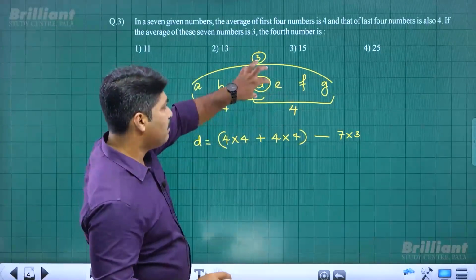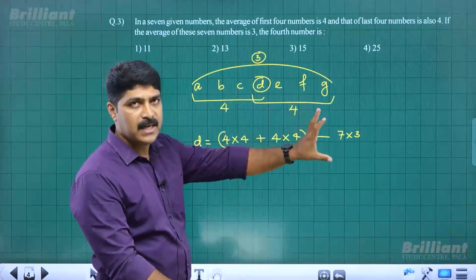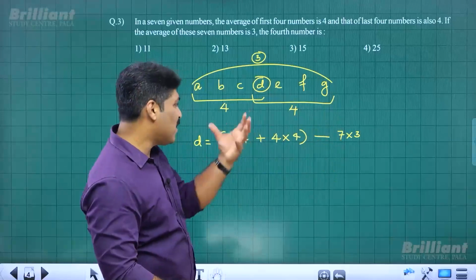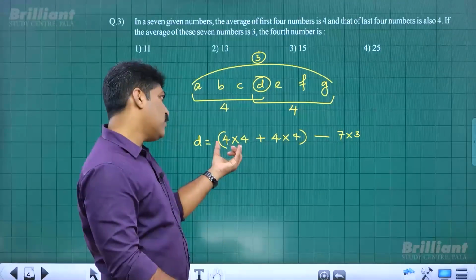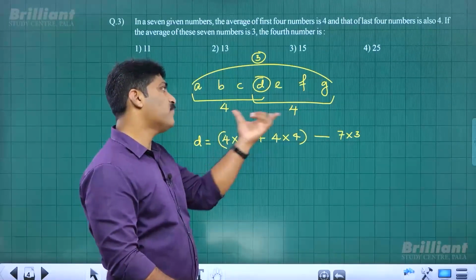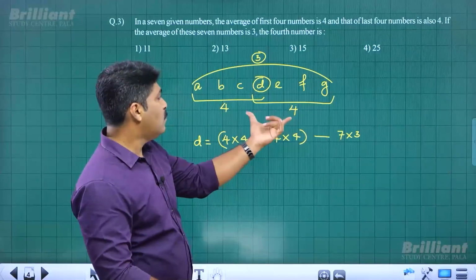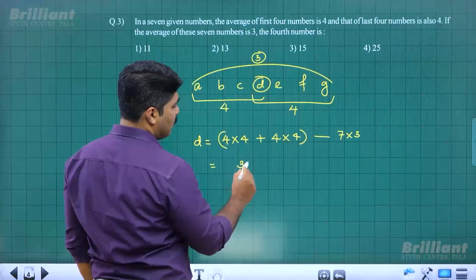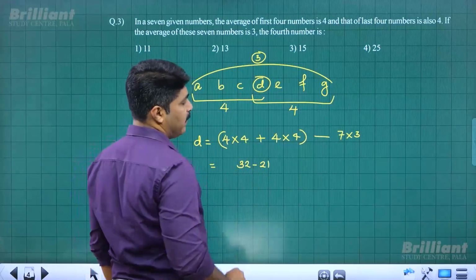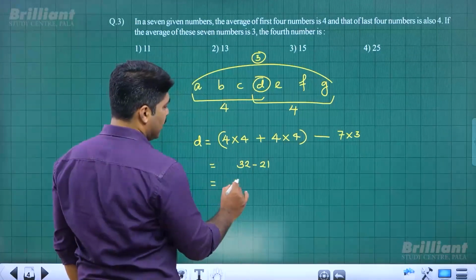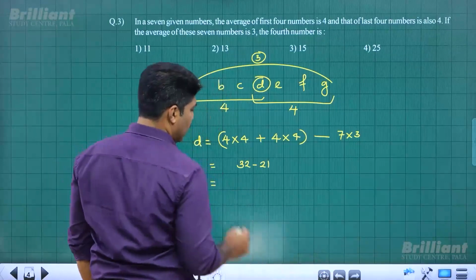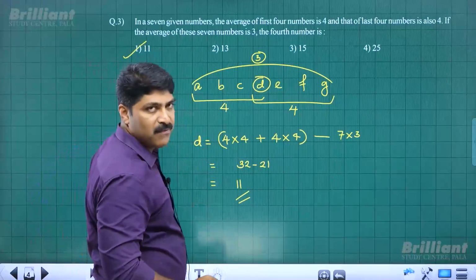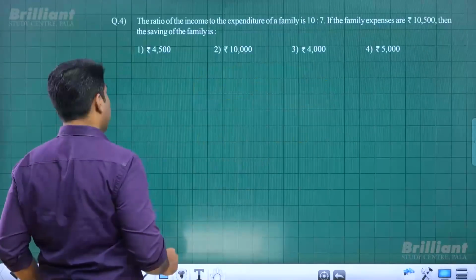Understand? Here D is repeating in both selections, while we are considering the first 4 numbers and the last 4 numbers. Therefore, what you can do is 4 times the sum of these two averages, which will be equal to 32 minus 21. So what is the value of that repeated number? It is equal to 11. So the answer is option 1. That's the direct approach.